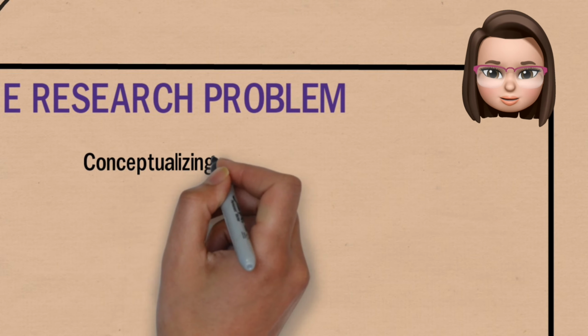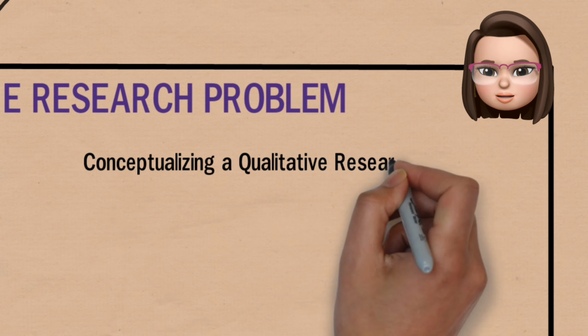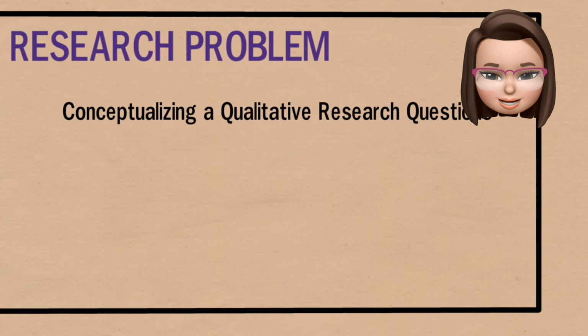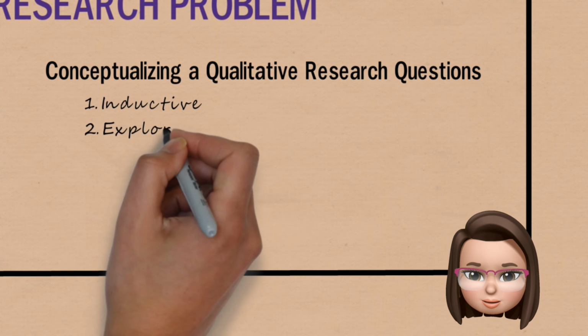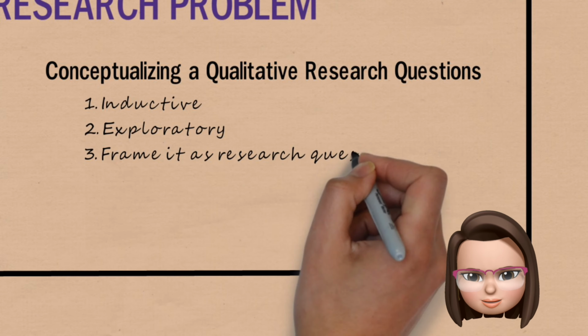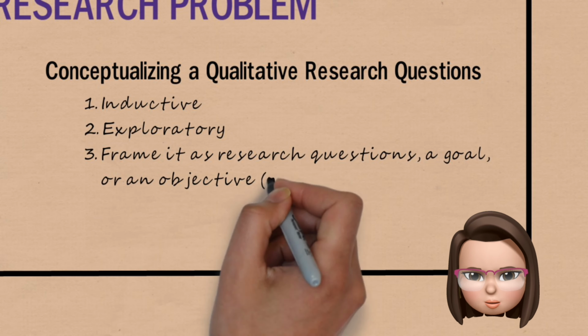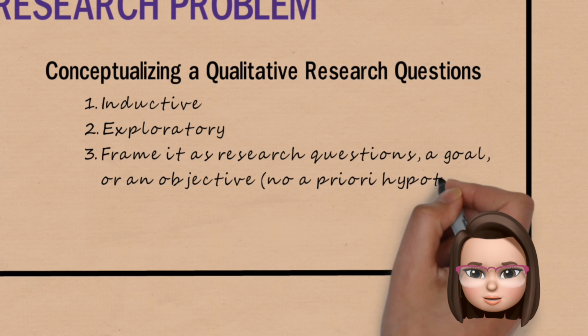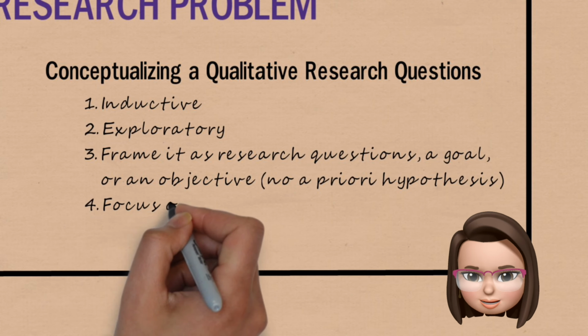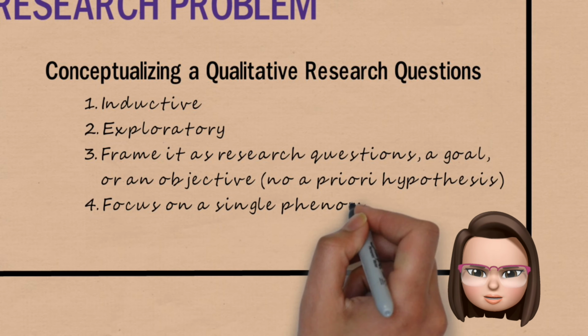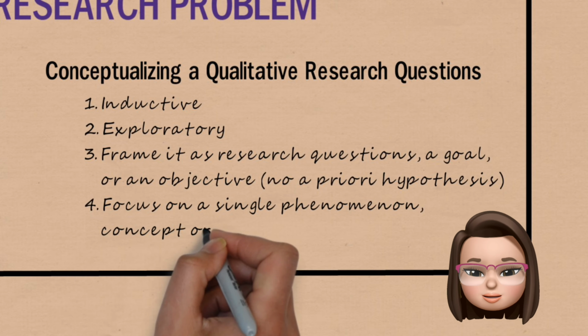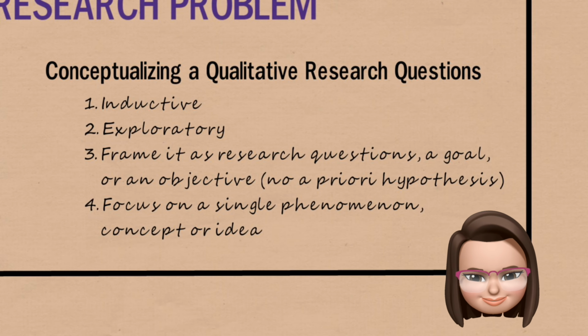Remember that conceptualizing a qualitative research question should be, first, inductive; second, exploratory; third, framed as a research question, a goal, or an objective, with no a priori hypothesis; and fourth, focused on a single phenomenon, concept, or idea.